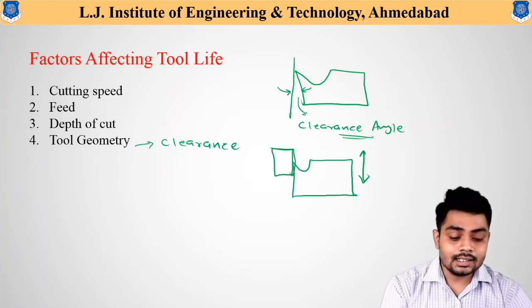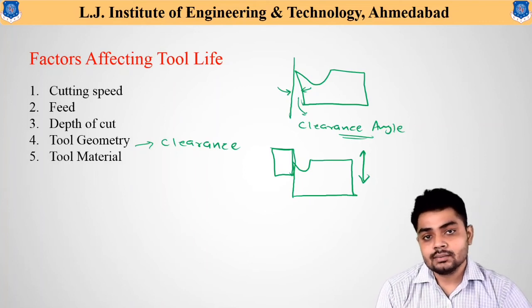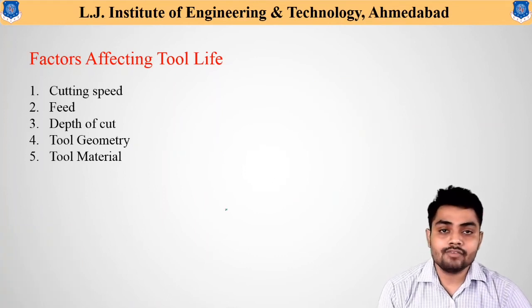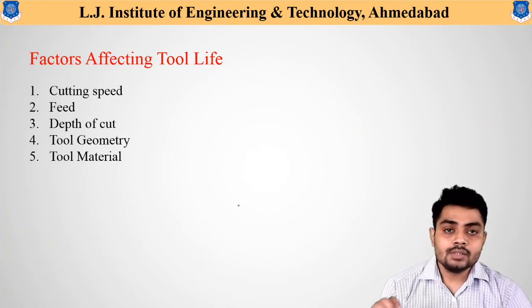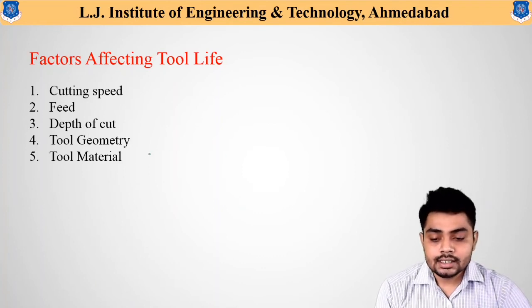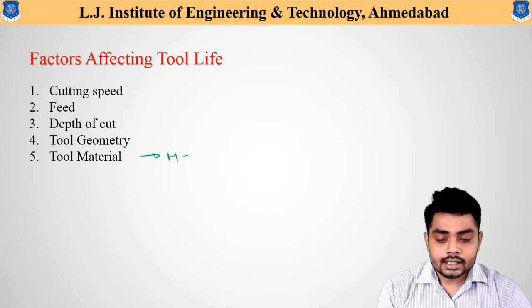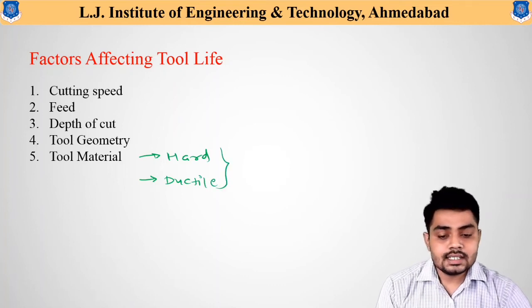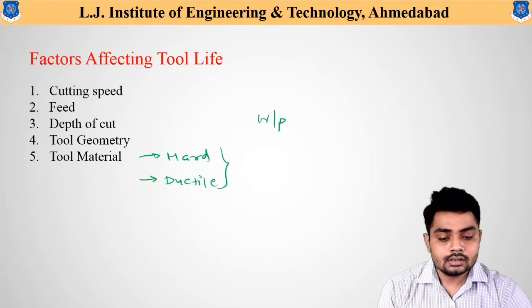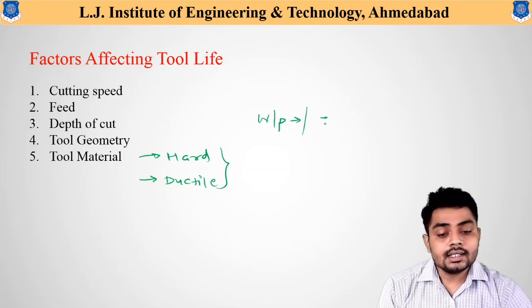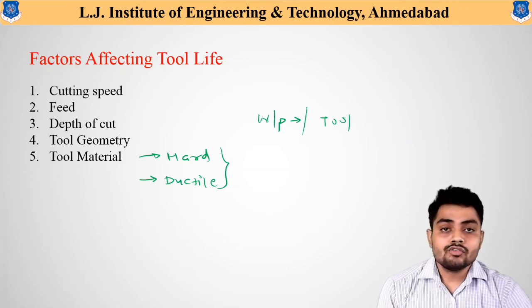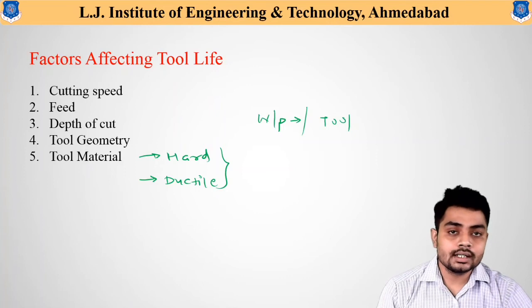Now other than this, another factor is the tool material. The tool material is the simplest case to consider among the factors affecting tool life. If the material of the tool is comparatively hard, or if the material of the tool is ductile, these are the two cases. Now, if the workpiece material is harder than the tool material, again I am saying, if the workpiece material is harder than the tool material, then what happens?